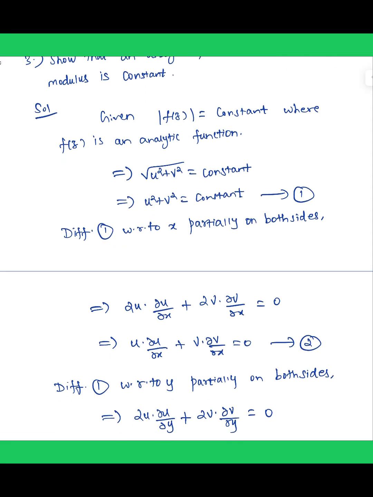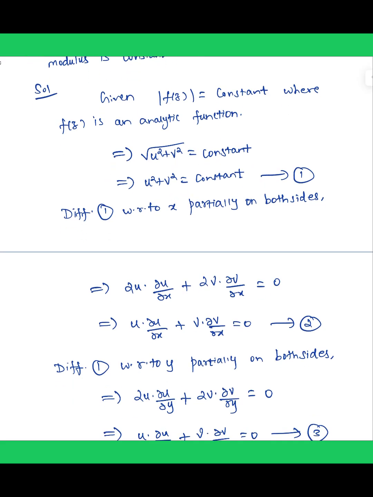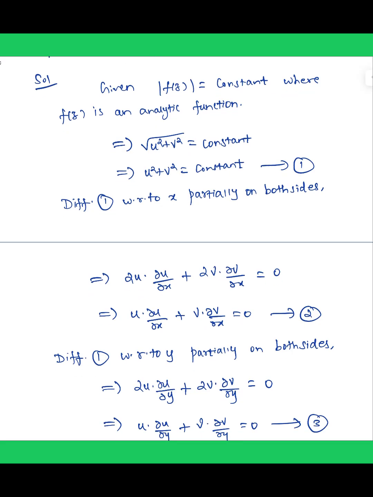So how will you prove that? Let us take u squared plus v squared equal to constant. Now differentiate this. We have named it as equation 1. Differentiate 1 with respect to x partially on both sides. So this is 2u into ∂u/∂x plus 2v into ∂v/∂x equal to 0. Because we are differentiating it, 2u ∂u/∂x plus 2v ∂v/∂x equal to 0.